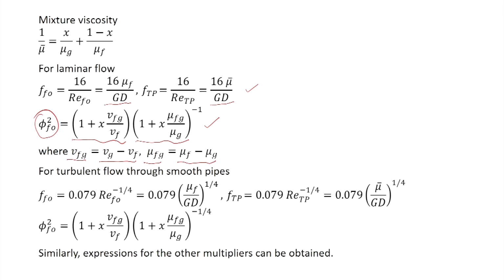If it is turbulent flow through smooth pipes, we can use the Blasius relation, which is f_fo equal to 0.079 Re_fo raised to minus 1 by 4, and Re_fo is equal to G D by mu_f, and f_tp is equal to 0.079 Re_tp raised to minus 1 by 4, and Re_tp is equal to G D by mu bar. So, we substitute, and then we get phi_fo squared is equal to (1 plus x v_fg by v_f) into (1 plus x mu_fg by mu_g) raised to minus 1 by 4. So, these are the expressions for phi_fo squared. Similarly, we can find expressions for the other multipliers for the homogeneous model: phi_f squared, phi_g squared and phi_go squared.